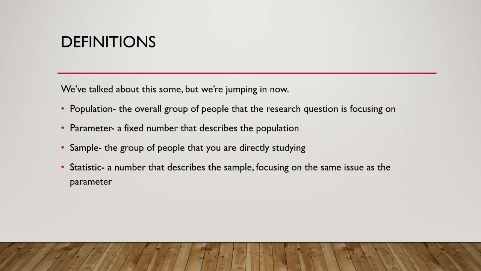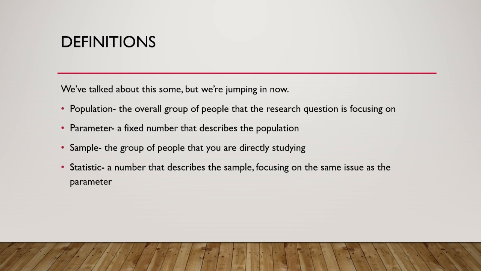Next, sample. So that's the group of people that we're directly studying. Who we're doing the research on is the sample. And then statistic is basically the parameter, but for the sample. It's the exact same info, but it's from this specific study that you did. So let's say we studied Americans over 65, how many hours of sleep they get a night. If we studied 500 people over the age of 65, and we find that they sleep 7 hours a night, that would mean that our statistic is 7 hours of sleep per night.